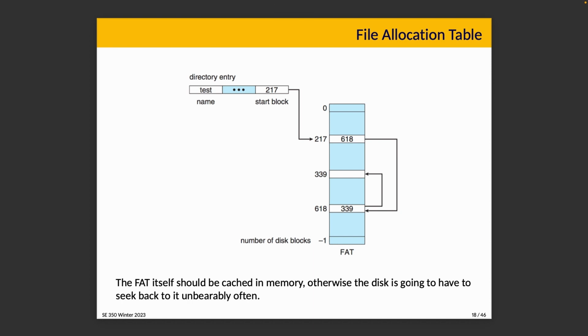And so it looks something like this, right? There's a directory entry, the file name is called test, and the start block is 217. At the end of that block, it says, okay, the next one is 618. 618 points to 339, and then the blank in there is used to indicate that it's the magic end of file value. And the file allocation table itself will likely be cached in memory. Otherwise, we have to go back to it relatively often. So that gives us an idea of what linked allocation looks like with some clustering.